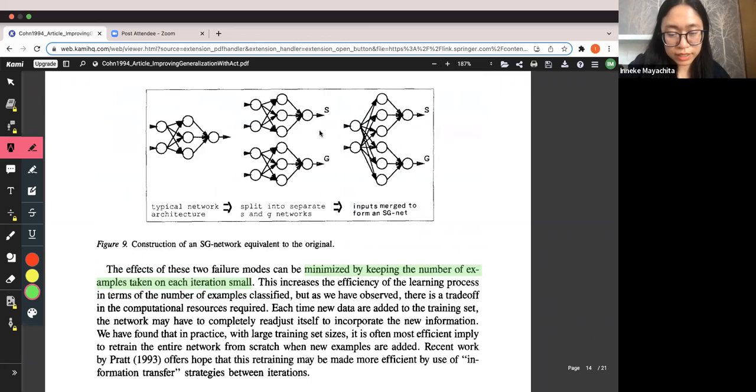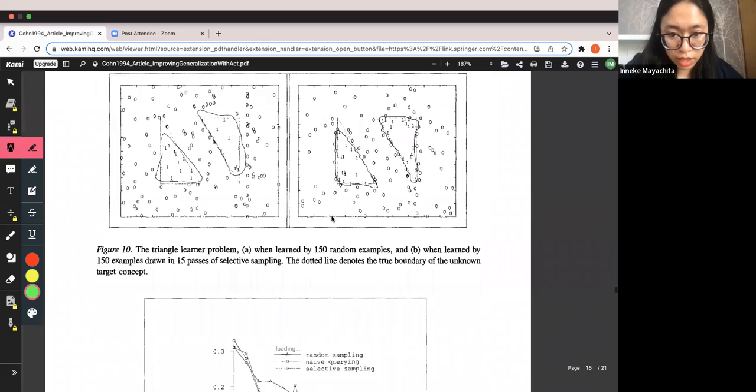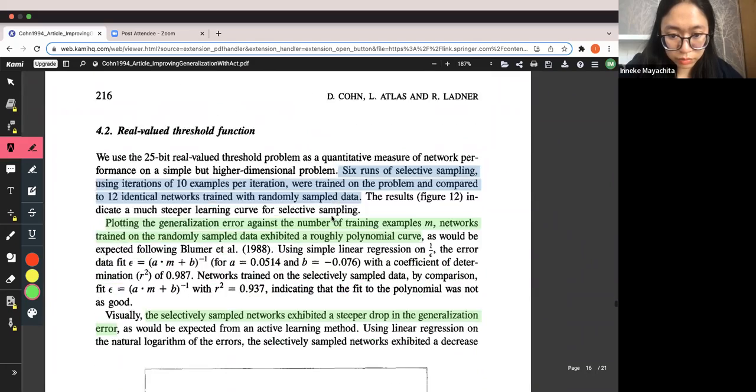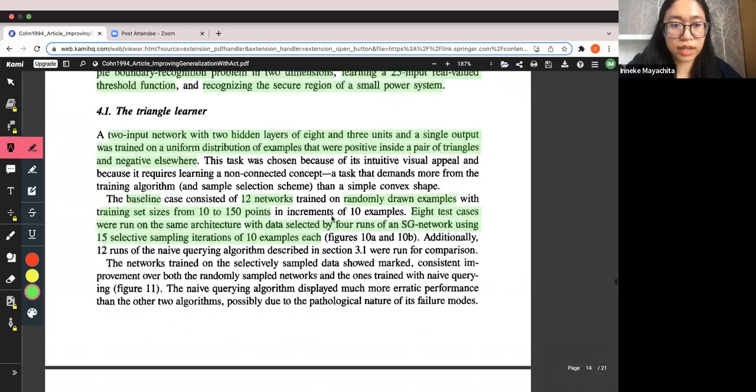Yeah, basically that's it. And then they also mentioned that the constraint is that if we only sample one single example in each iteration, there will be a lot of computational resources required. So they want to do it in batches, and I think they will mention it in the experiment results.